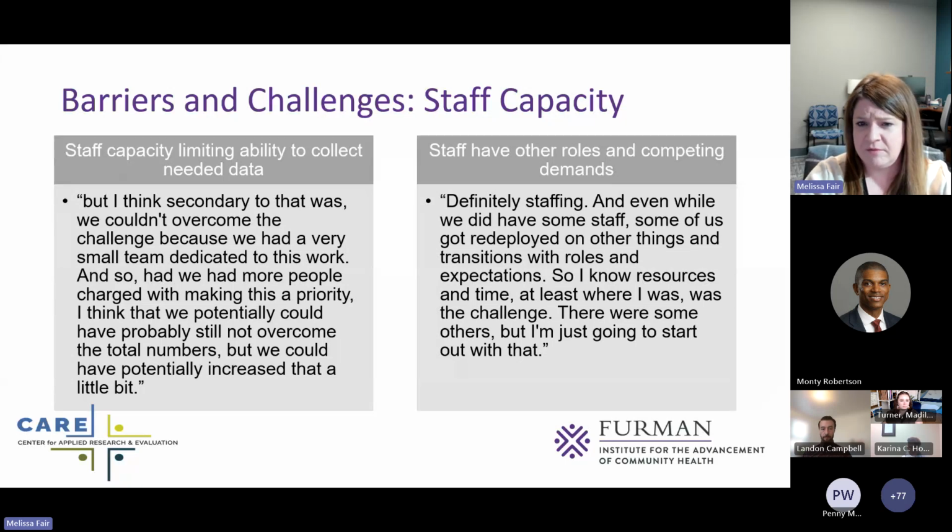Another noted problem was that staff were often redeployed to other things as other issues came up or health system priorities changed or shifted while they were doing the CHNA. So they had to balance the competing roles and demands of the staff.